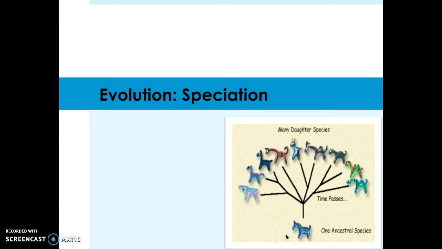Hey guys, so this is our first video on evolution, and today we're going to be talking about speciation. So speciation is looking at how one species evolves into another species, so how we get this branching effect from one species into multiple species.